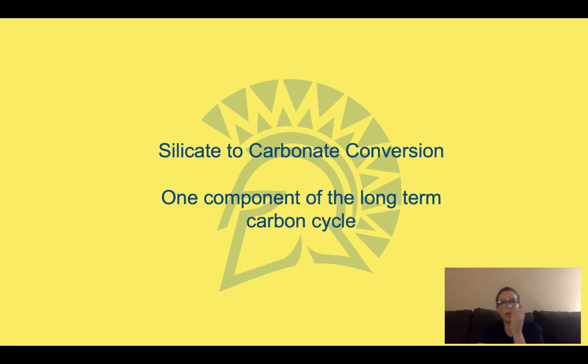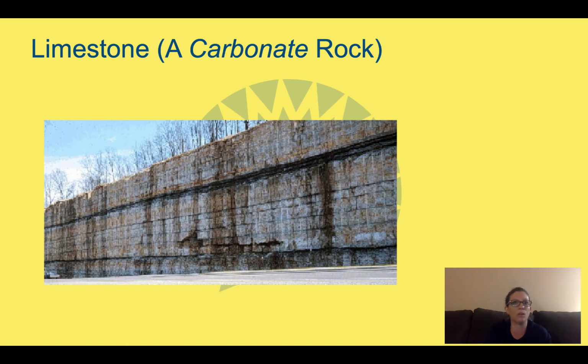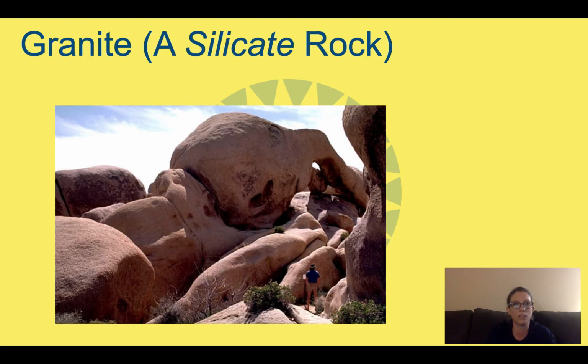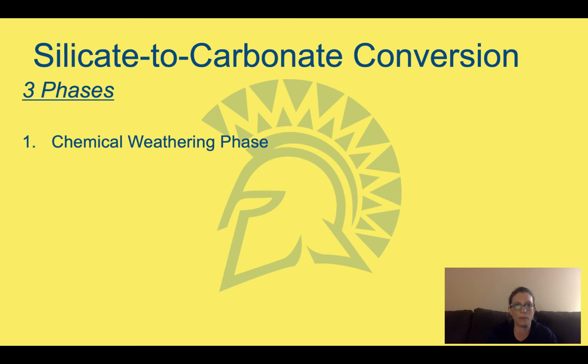All right, so the silicate to carbonate conversion is one component of it. And first of all, what is silicate, right? It's a rock, okay? Something like granite. Or we have a carbonate, which is going to be limestone. So the silicate and the carbonate are rocks that we might find in the geosphere. The silicate to carbonate conversion between those two rocks is going to have three different phases. First, it's going to have the chemical weathering phase.